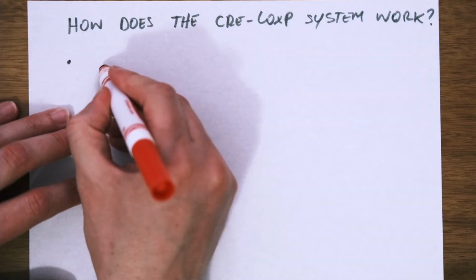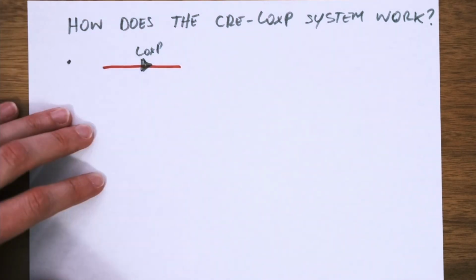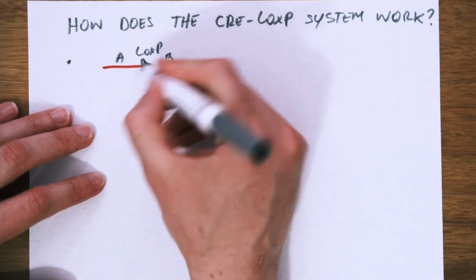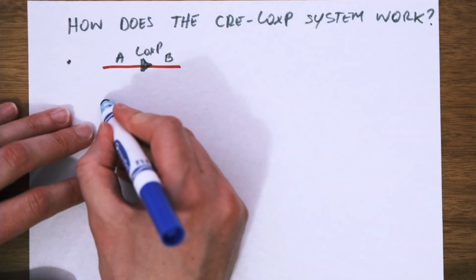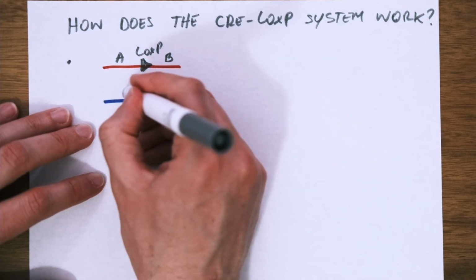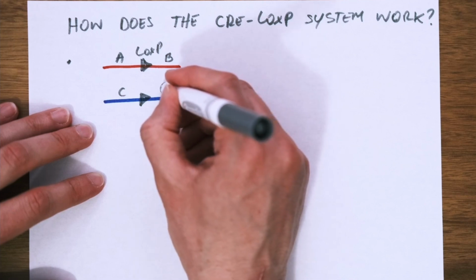So you have one DNA and you have this LoxP site in the middle, and let's call this section of the DNA A and B. And then you have another piece of DNA that also has a LoxP site, and let's call whatever is upstream of the LoxP site C and whatever is downstream D.